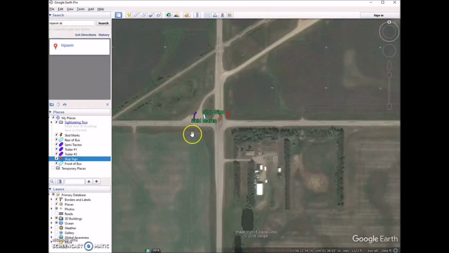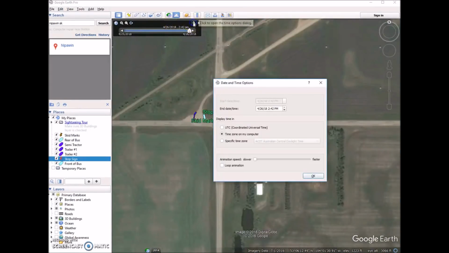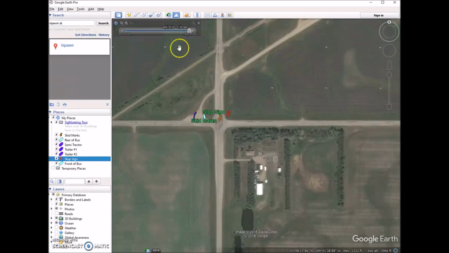We can also find this on Google Earth. If we click here on this sun thing, and I'm going to click on the tool here, I want April the 6th at 5 p.m. and I'm in Saskatchewan, so I'll use the time zone on my computer. All right, April the 6th, 5 p.m. Now it's actually going to show me the sun. I've got to get down to ground level. Let's go here where the semi is approaching.